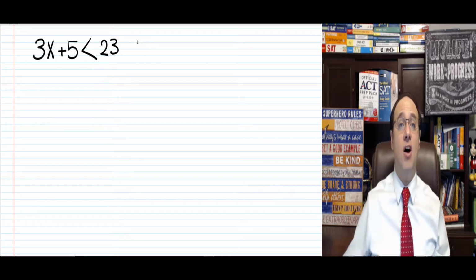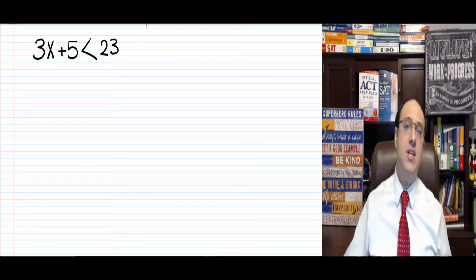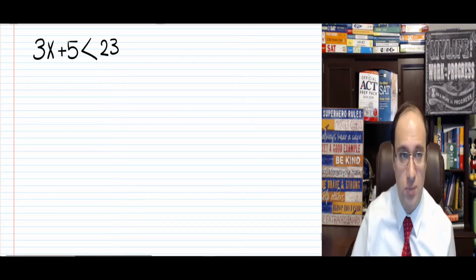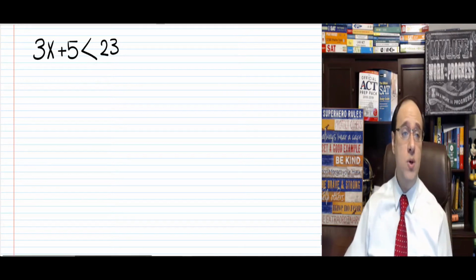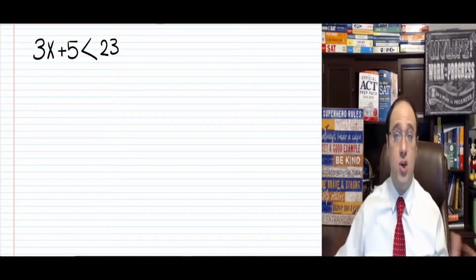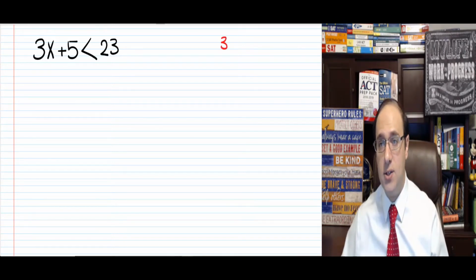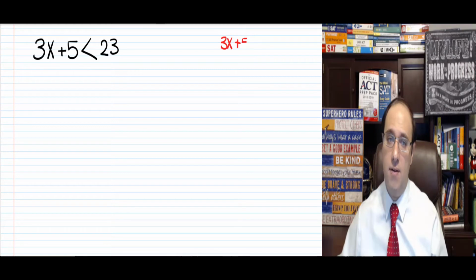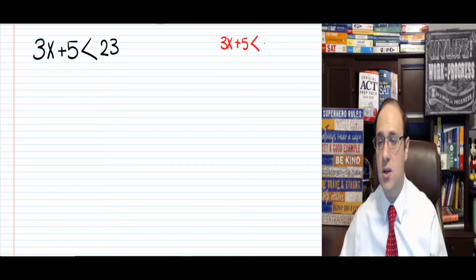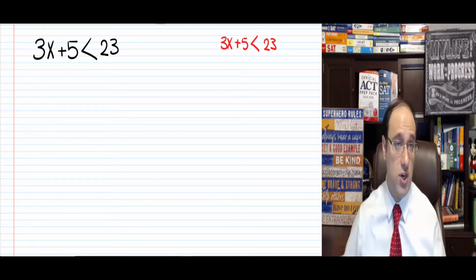How do we solve a more complicated inequality like this one? Now, remember, when we had an equation, this is what we used to do. 3x plus 5 is less than 23. This is the question I have now.